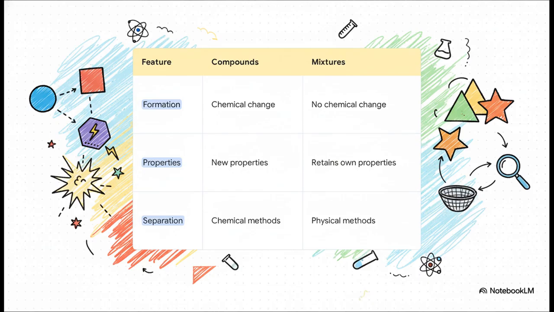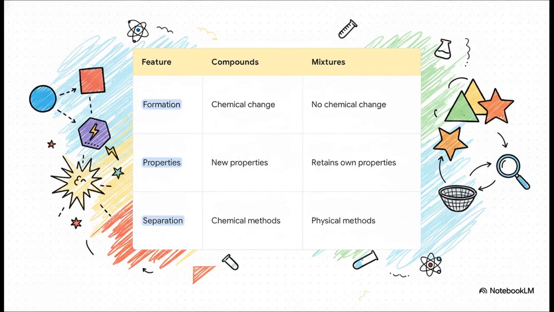So that leads to formation, right? Compounds are made by a chemical change that creates something brand new. Mixtures? Nope, no chemical change, no new substance. And that changes their properties. Compounds get totally new properties. Remember the water and fire thing. But in a mixture, everything keeps its own original properties.